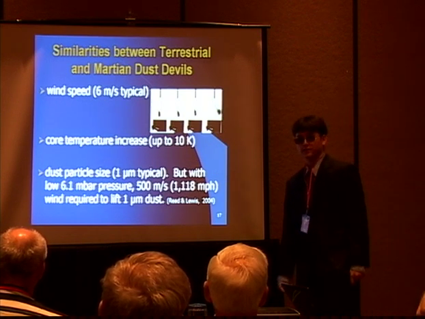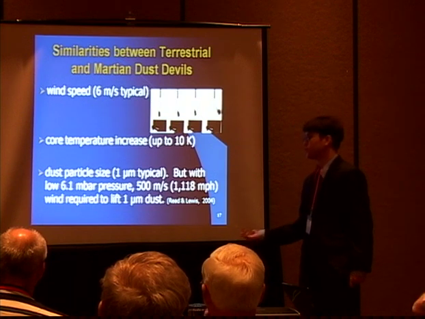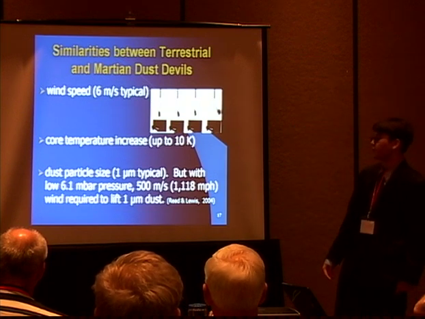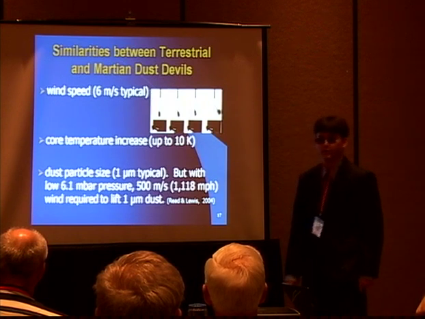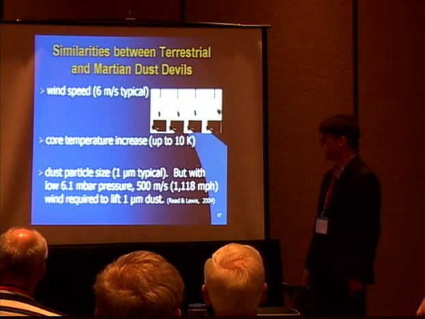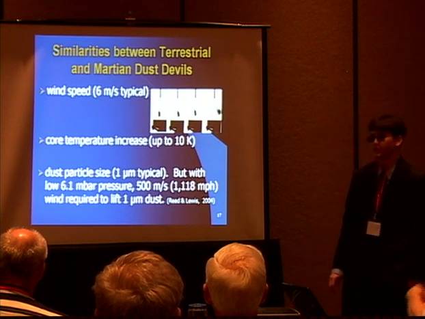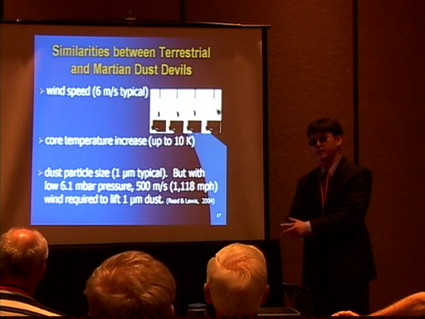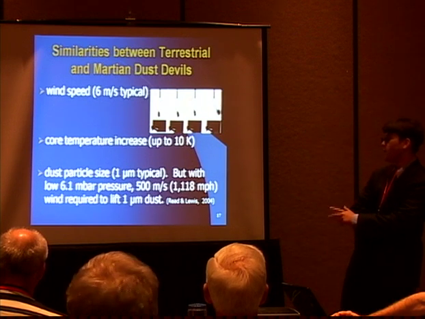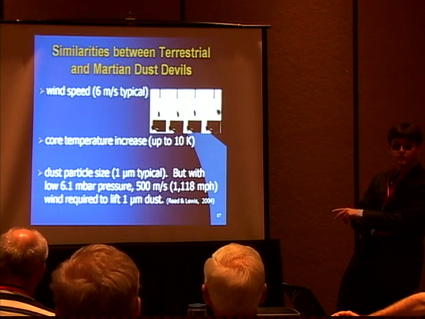Dust particle size, as the dust that's being lifted on Mars, is usually about 1 micron. Though, given the low pressure in the Martian climate, we'd have to have a wind speed of 500 meters per second to lift the dust. So it's proposed that saltation, where 80 micron plus or minus 10 micron particles are lifted, falls down and entrains these smaller ones into the wind.